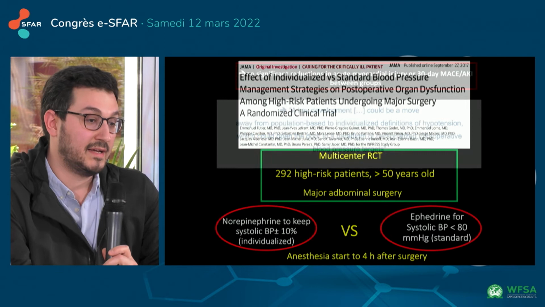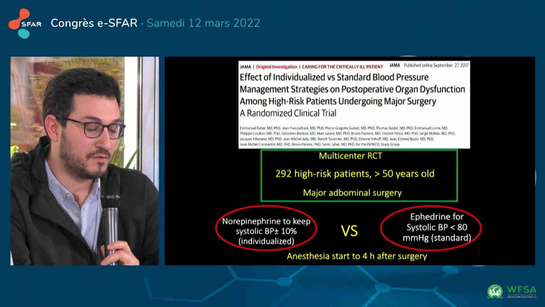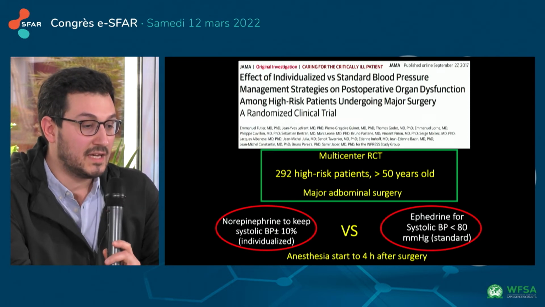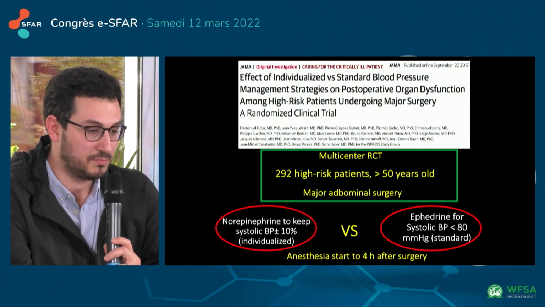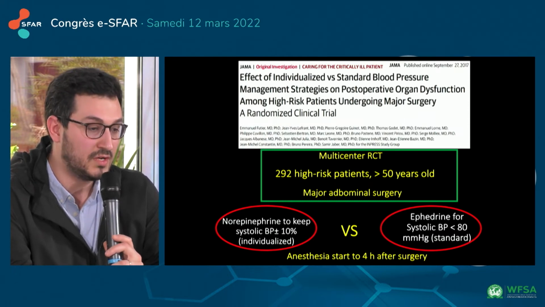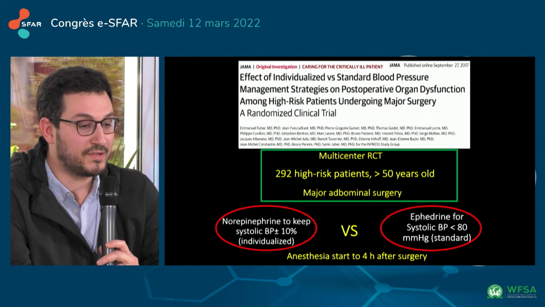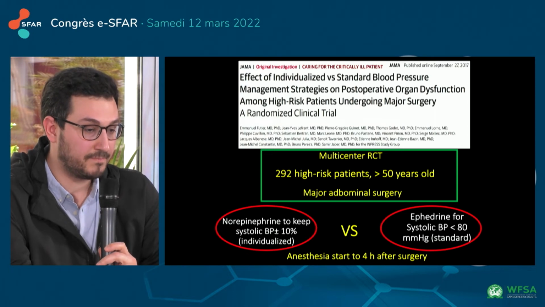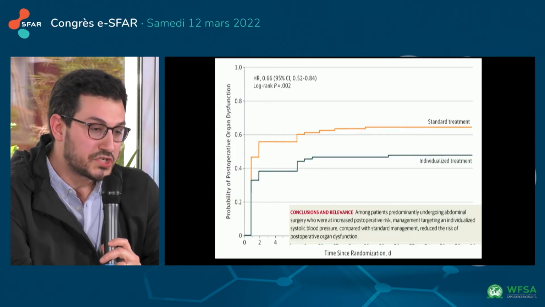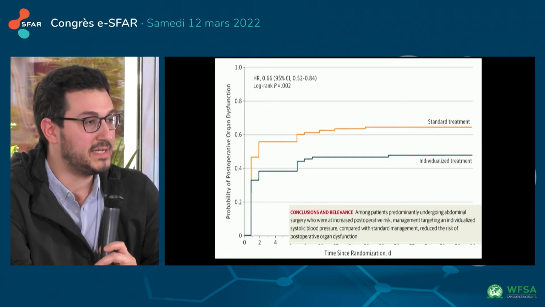And we have one randomized controlled trial done by Futier and colleagues 4 years ago, including more than 290 high-risk patients. Systolic blood pressure was to be maintained within 10% of the baseline blood pressure of the patient using noradrenaline infusion from the induction until the end of the surgery, versus a group where the goal was to maintain a systolic blood pressure above 80 using ephedrine. The author showed that the individualized group had a lower incidence of organ dysfunction compared to the standard of care group.